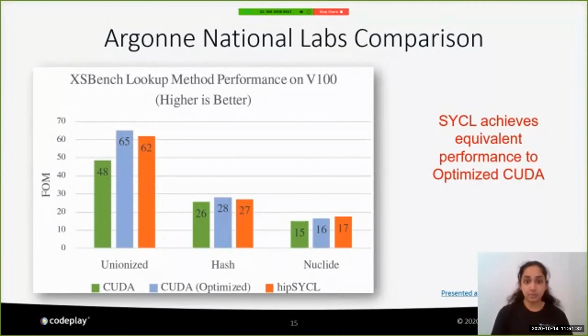The next benchmarking was done by Argonne National Labs. The benchmark used here was called XSBench. The x-axis represents the various benchmarks. The green bar represents the CUDA implementation of the benchmark. The blue bar represents the optimized CUDA implementation, and the orange bar represents the HIP-SYCL implementation of this. SYCL achieves equivalent performance to an optimized CUDA application on the V100 NVIDIA GPU.